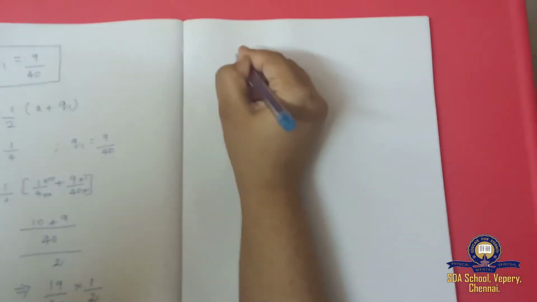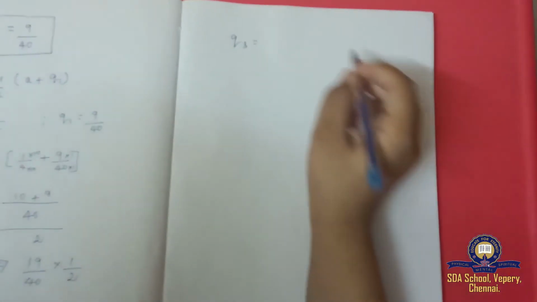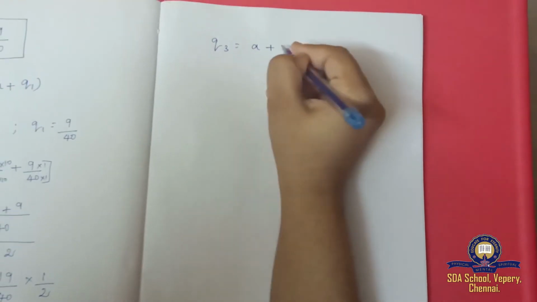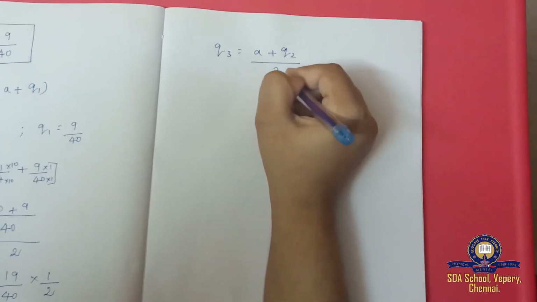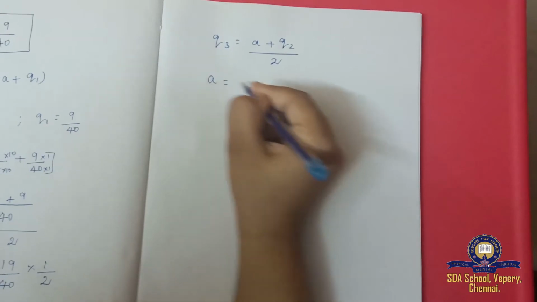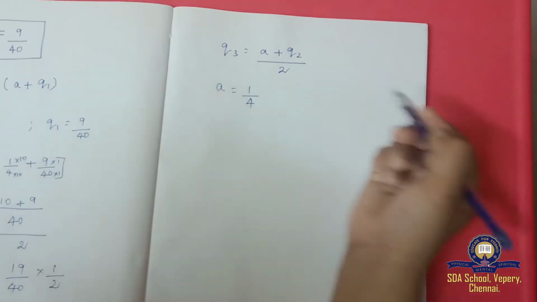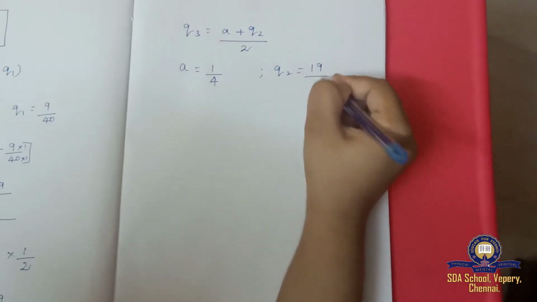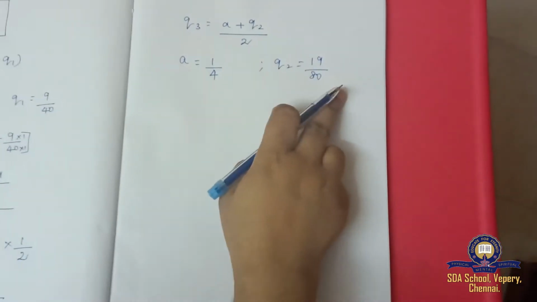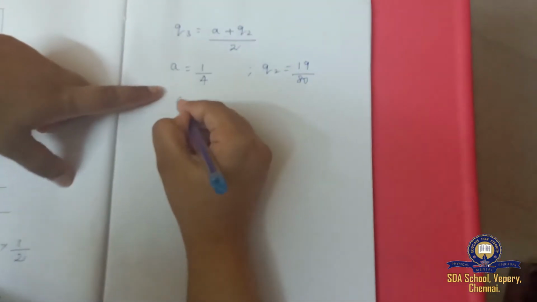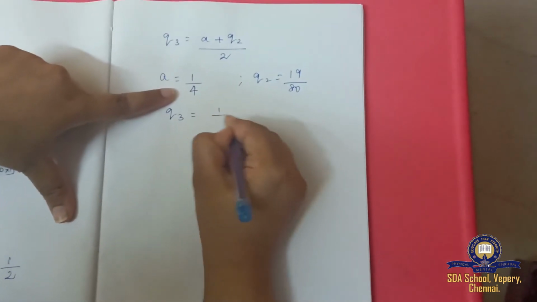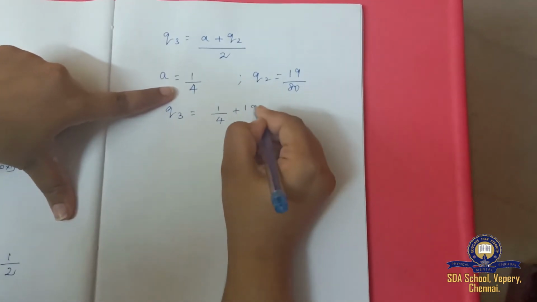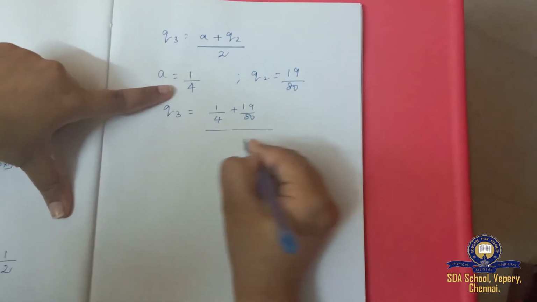Next, we have to find Q3. What is the formula for Q3? It is (A plus Q2) divided by 2. What is A? We know A as 1 by 4. What is Q2? We just found Q2 as 19 by 80. Now let us substitute these two values over here. Q3 equals (1 by 4 plus 19 by 80) divided by 2.